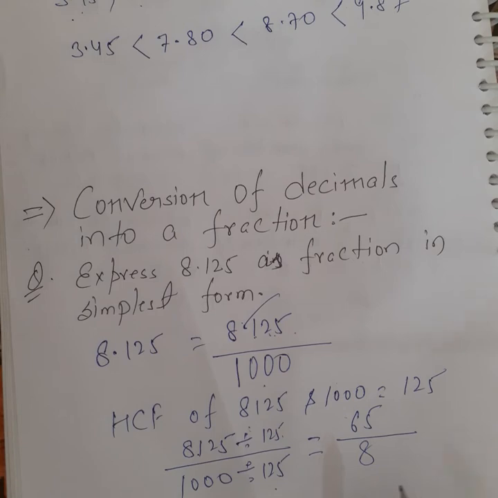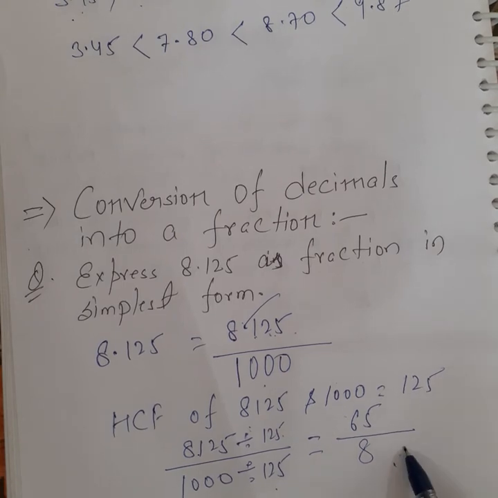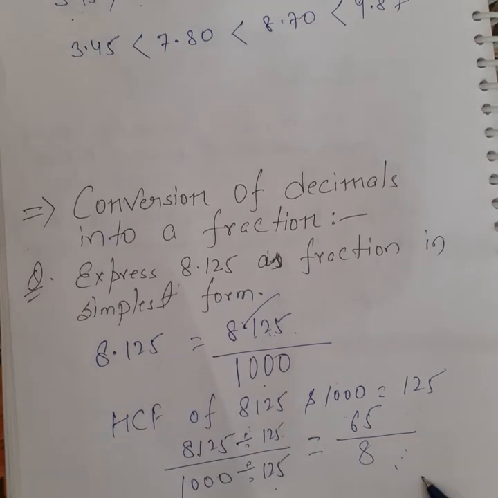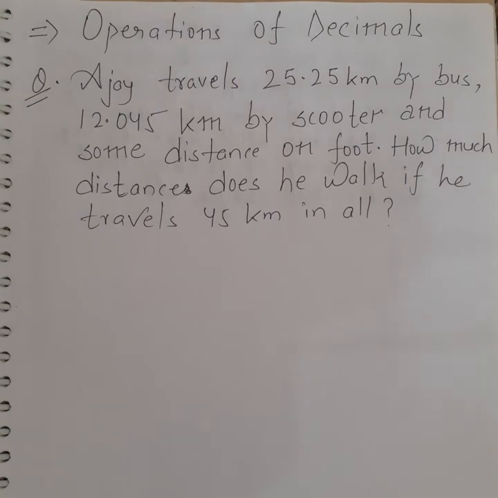It means the simplest fractional form of 8.125 is 65 by 8. In this way, we can convert any decimal as a fraction into its simplest form. After that, we learn the different operations on decimal, that is addition operation, subtraction operation, multiplication as well as the division operation. Now we are going to solve some questions based on these operations.